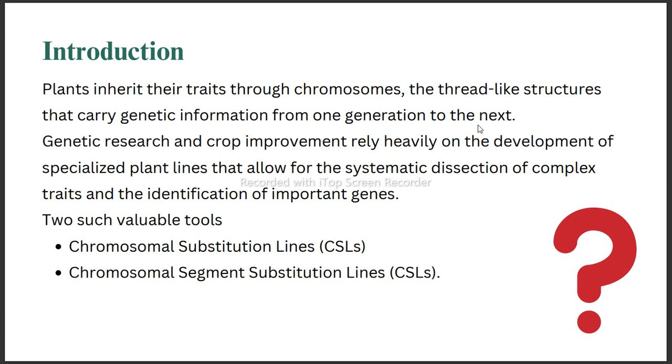Genetic research and crop improvement programs in the world rely heavily on the development of specialized plant lines or plant genetic material that allow for the systematic dissection of complex traits and identification of important traits. Because if we have diversity in our germplasm, or some specific material which will be feasible for us to dissect the genetic makeup of any trait, then nowadays breeding and genetic goals depend upon these new materials or germplasm resources. So two such valuable resources are chromosomal substitutional lines and chromosomal segment substitutional lines. What are these lines? Let's discuss.